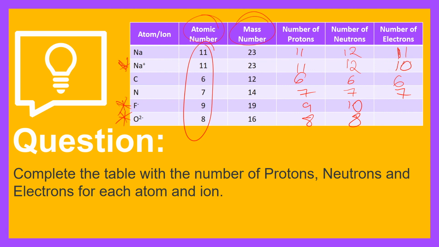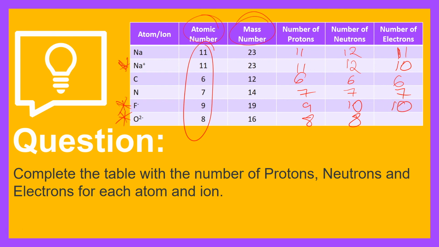All right, jumping to the bottom. So fluorine would normally have 9. I can see that because it's how many protons it would normally have, but it's got a negative. So negative means I need to add electrons, and there's only 1 negative sign, so I need to add 1 electron to 9. So 9 plus 1 is 10.